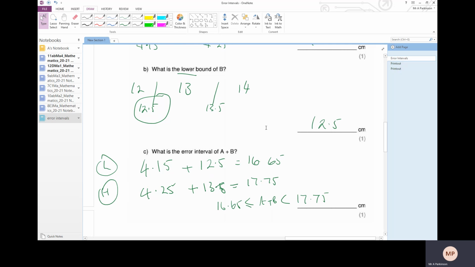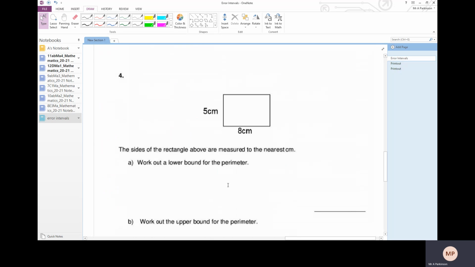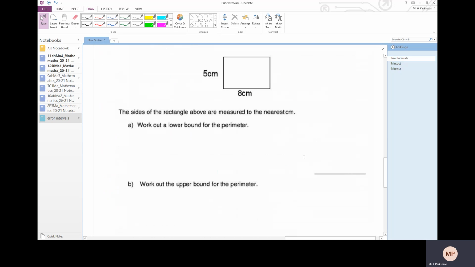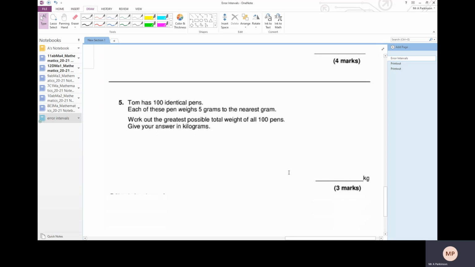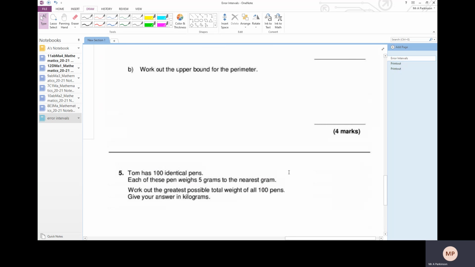The only time you need to be careful: if you're doing perimeter, you're just adding, that's okay. If you're doing area, you're timesing. You take the highest and the highest to get the highest. You take the lowest and the lowest to get the lowest. You just need to be really careful on division. But that's all the types of questions you need to do.